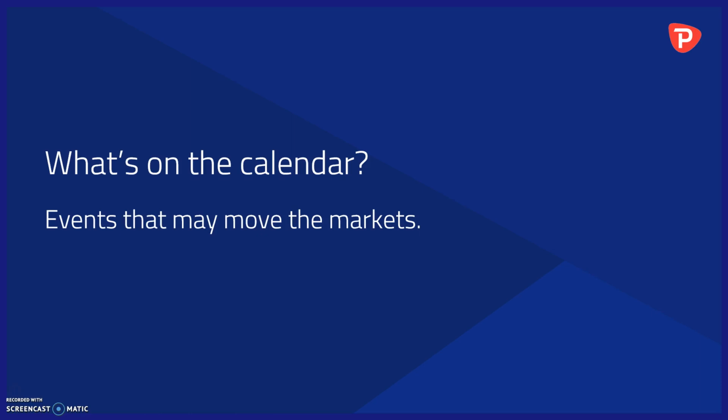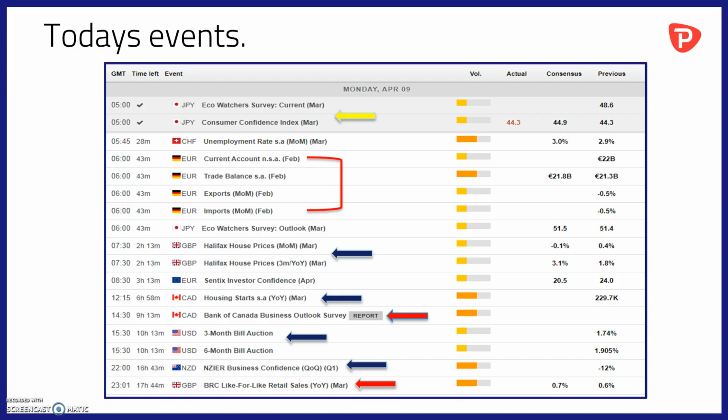Right then, what's on the calendar? Events that may move the markets today. A reasonably light calendar, but still one or two bits to get our teeth into. We've already had economic survey watchers and consumer confidence data out of Japan for March. To come at 6 a.m. GMT, we'll have current account and trade balance data out of Germany, obviously very topical with trade tensions mounting.